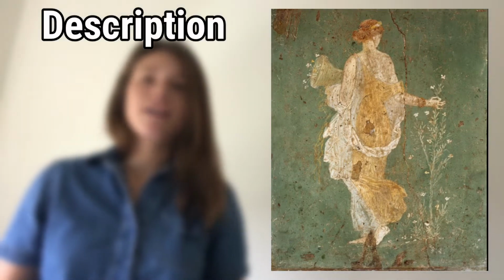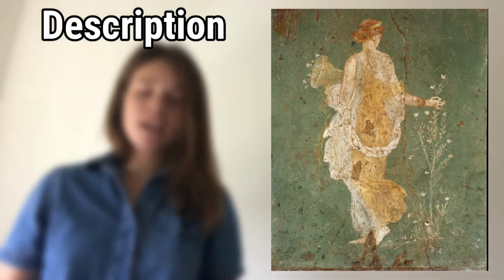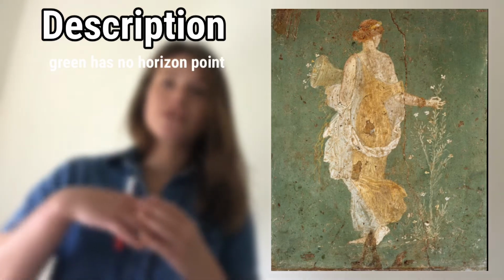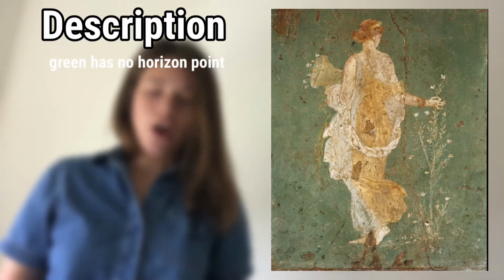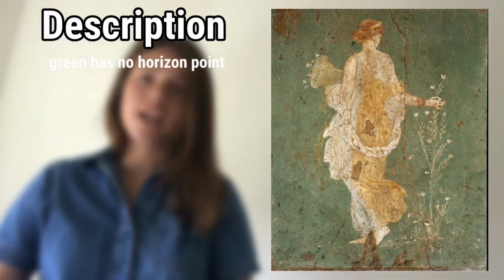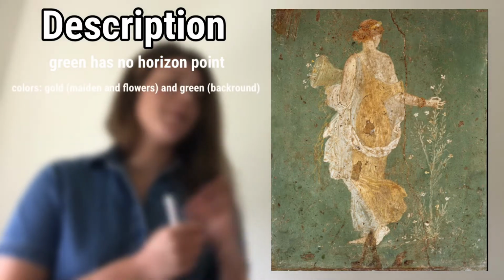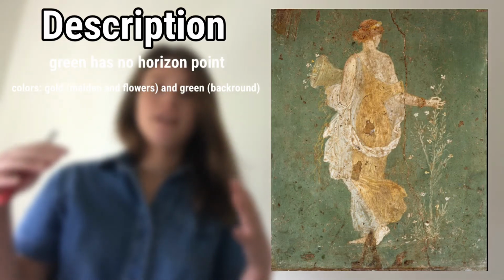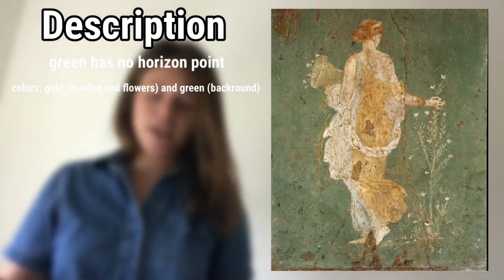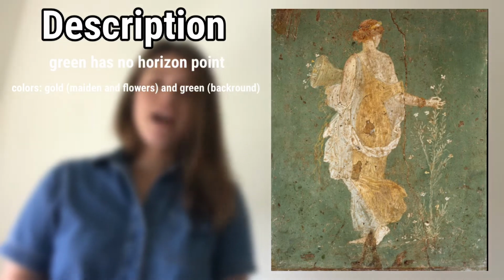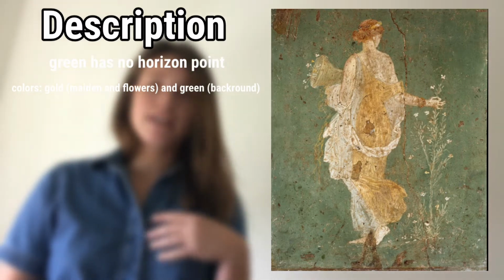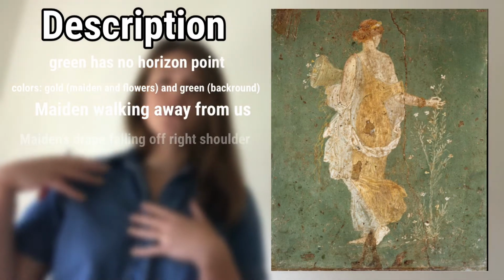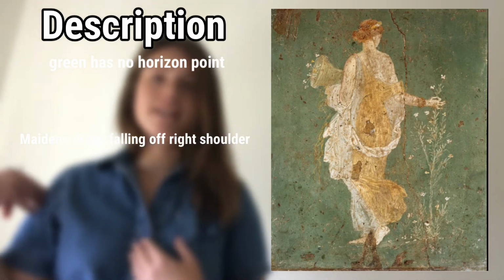A couple things that I noticed about this piece is that the green has really no horizon point. It just kind of extends beyond. And then there's basically two main colors. There's the gold that the maiden is wearing and her basket of flowers, and then there's the green that kind of is in the background to her. And then I thought it was important to note that the maiden is walking away from us, as well as her little drape is falling off the right side of her shoulder.